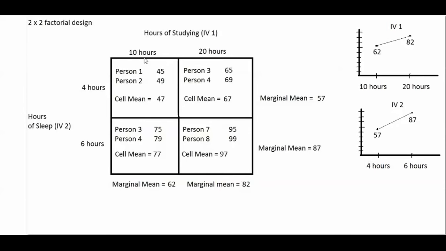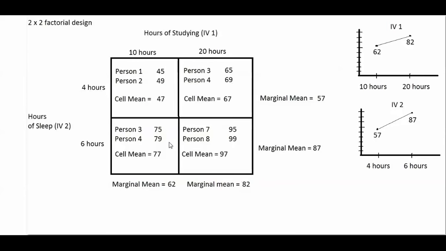In the 10-hour condition, the mean exam score of the 2 people who slept 6 hours is 30 higher than the mean exam score of the 2 people who only slept 4 hours. In the 20-hour condition, the mean exam score of the 2 people who slept 6 hours is also 30 higher than the mean exam score of the 2 people who only slept 4 hours.